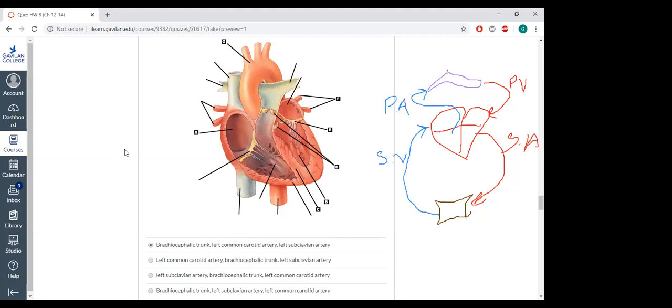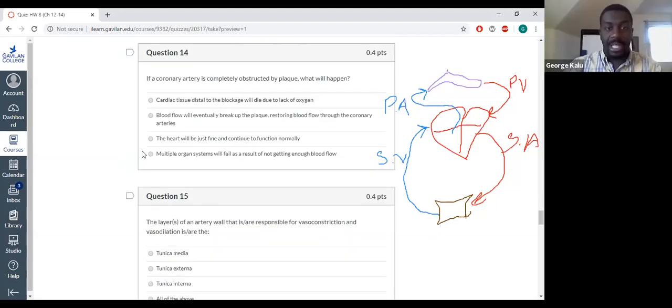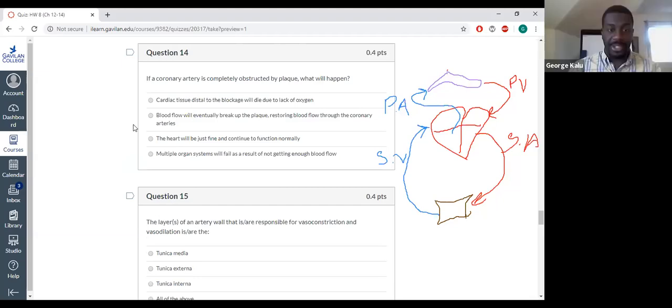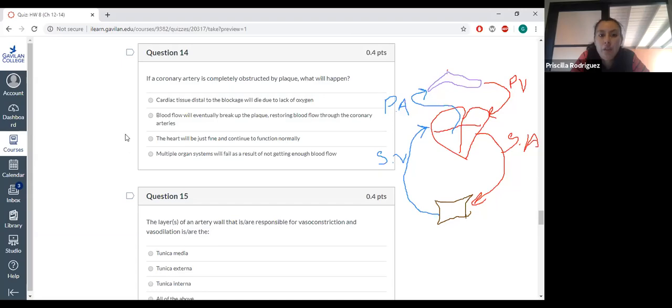All right, cool. Number 14. If a coronary artery is completely obstructed by plaque, what will happen? A, cardiac tissue distal to the blockage will die due to lack of oxygen. B, blood flow will eventually break up the plaque, restoring blood flow through the coronary arteries. C, the heart will be just fine and continue to function normally. Or D, multiple organ systems will fail as a result of not getting enough blood flow. A, cardiac tissue distal to the blockage will die due to the lack of oxygen.